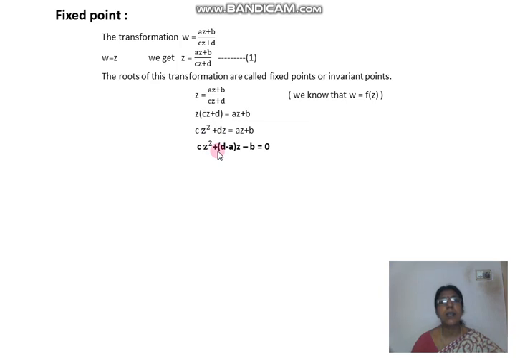So in any bilinear transformation, suppose you put W is equal to Z, we get an equation. Find the roots of this equation. These are the fixed points. You remember, put W is equal to Z only. We know that W is equal to F of Z.